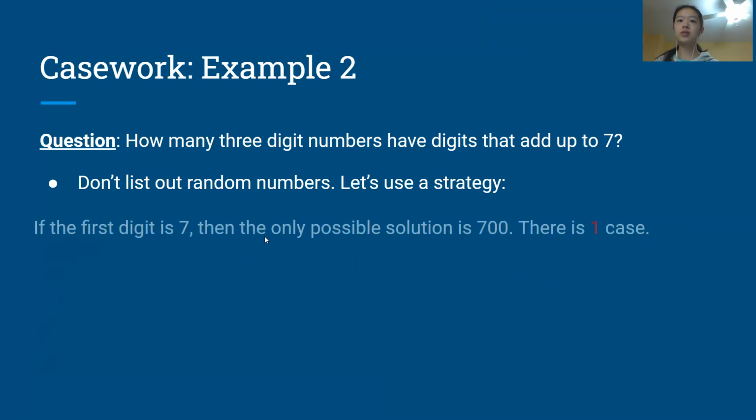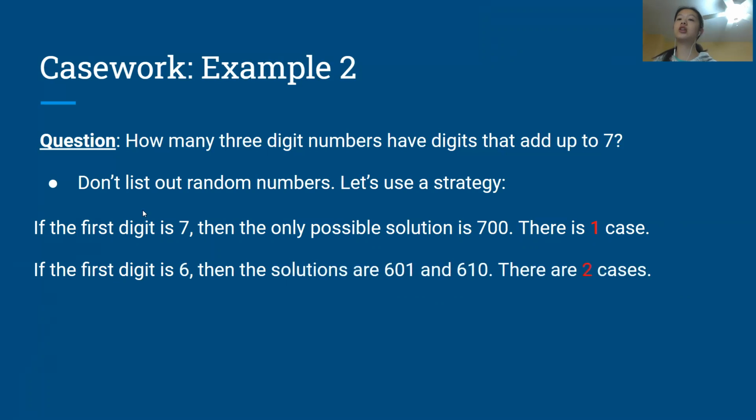First, let's pretend that the first digit has to be 7, because that's the maximum possible digit it could be. If the first digit's 7, then let's list out all the possible solutions if the first digit is 7. In that case, we can only have 700. That's one case. Next, we say, let's make the first digit 6 now. And let's list out all the solutions for if the first digit is 6. In that case, we could have 601 and 610. And that's all. So there would be 2 cases for that.